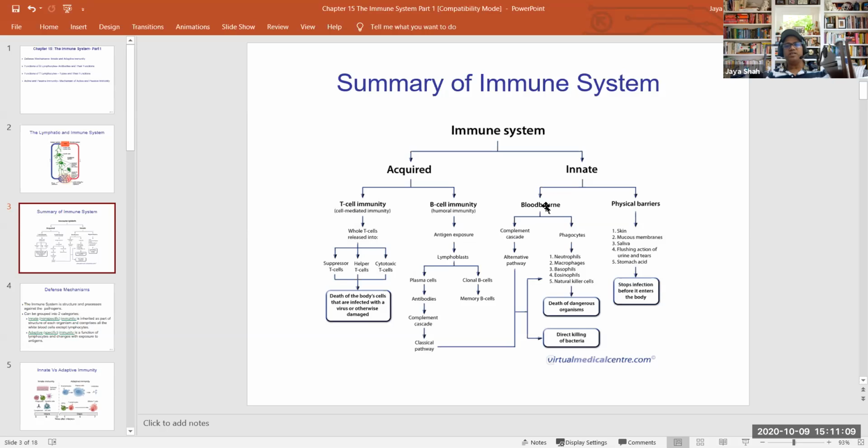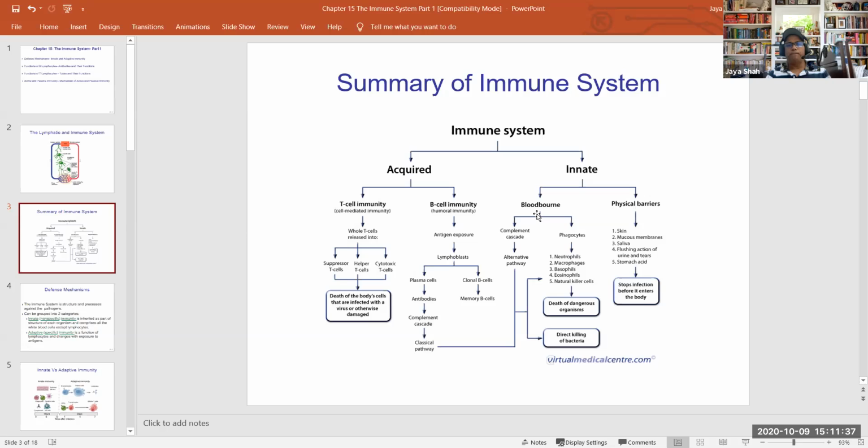And then once it enters the body, it is the immune system of your blood which start fighting. But this immune system inside your blood, inside your body, is also called innate immunity because it is not specific against particular microorganism.